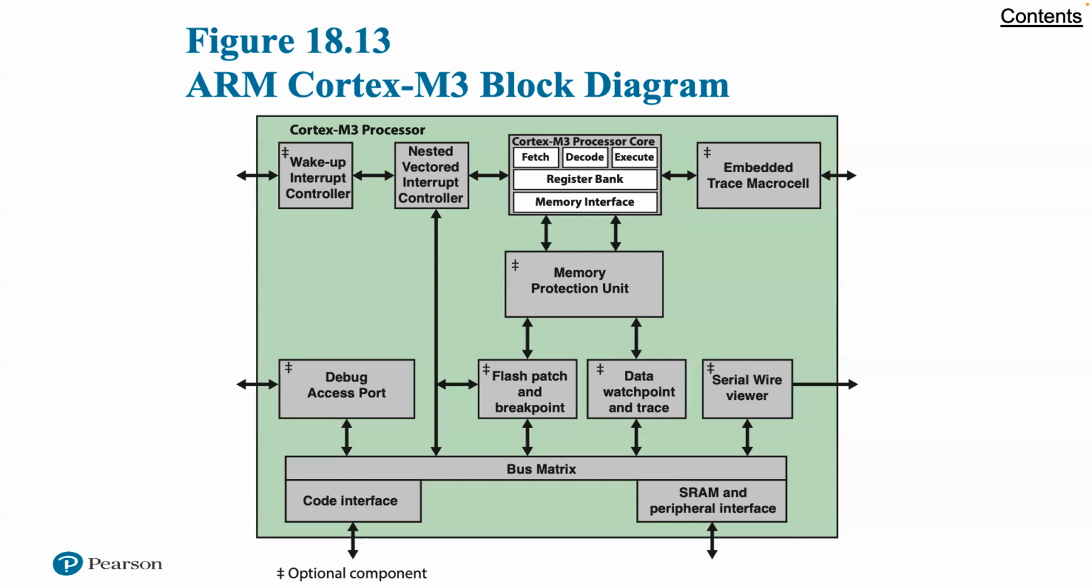Key elements include the processor core. It includes a 3-stage pipeline, a register bank, and a memory interface. The memory protection unit protects critical data used by the operating system from user application, separating processor tasks by disallowing access to each other's data, disabling access to memory regions, allowing memory regions to be defined as read-only, and detecting unexpected memory access that could potentially break the system.